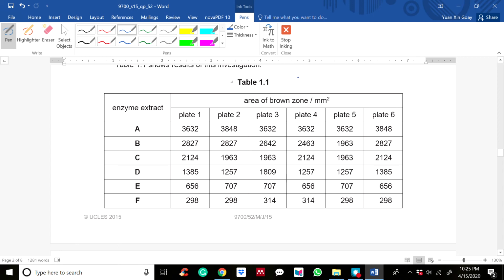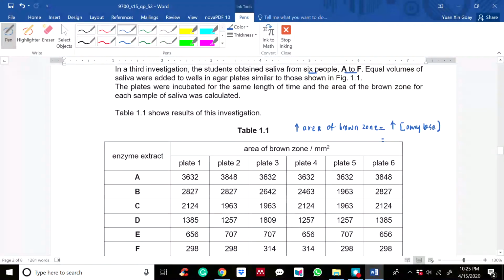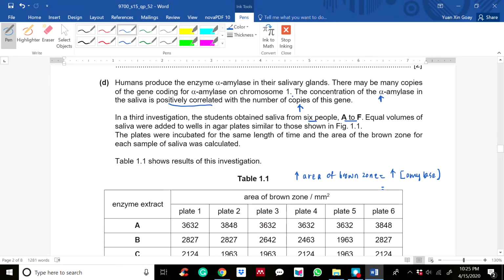Now, if you have increased area of brown zones, it also equals to you have higher concentrations of amylase. Also equals to you have high gene copy number. So if you look inside here, it says that if you have higher concentrations, meaning that you have high number of copies of genes for amylase.